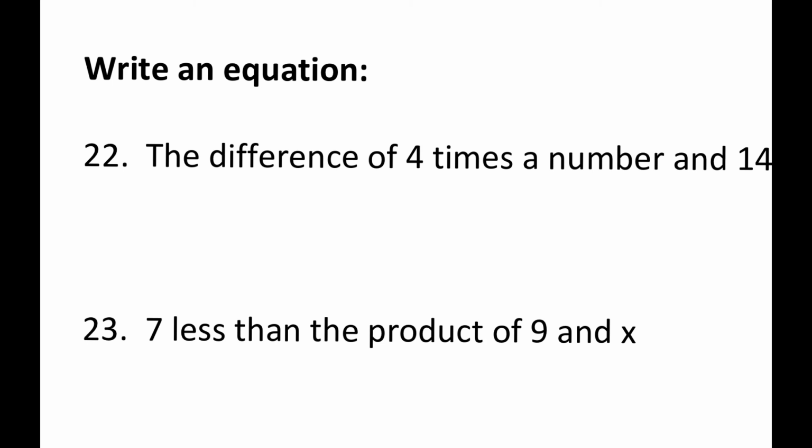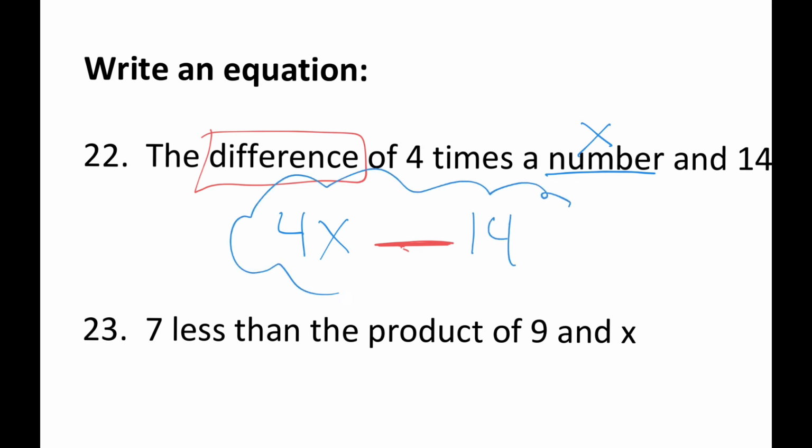And for 22 and 23, you guys want to write an equation. So let's look at 22. It says the difference of 4 times a number and 14. So we know that the difference means minus. So I have the minus here. And we have 4 times a number. So the number can be any variable. I'm just going to use x for the number, and 14. So I'm going to put 4 times x, or 4x minus 14. And that is your equation.